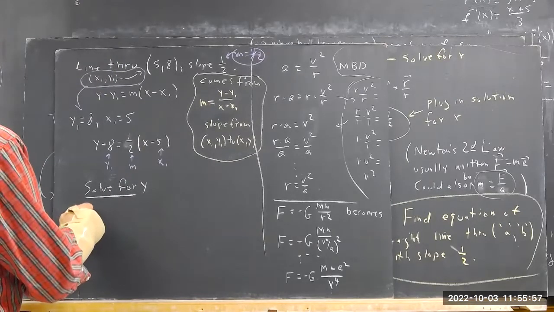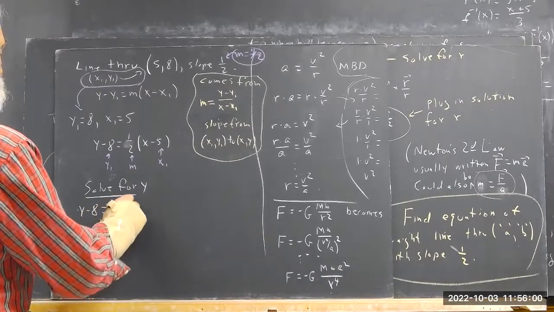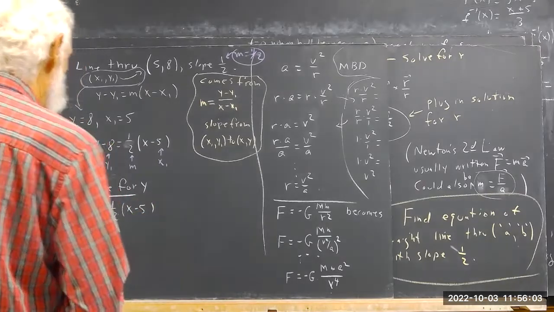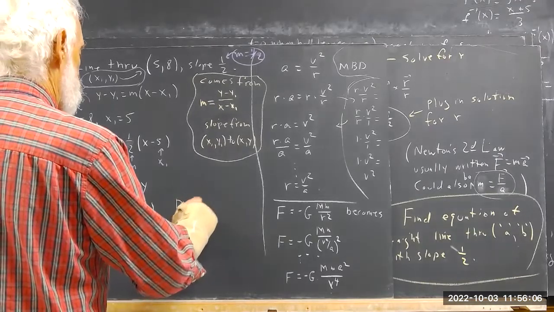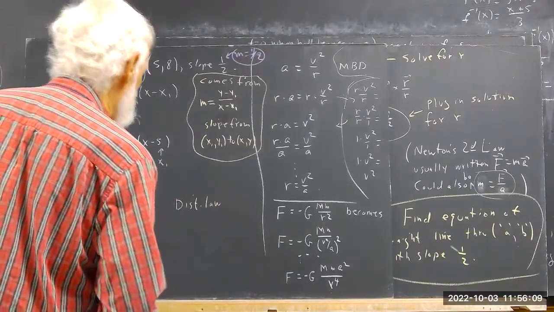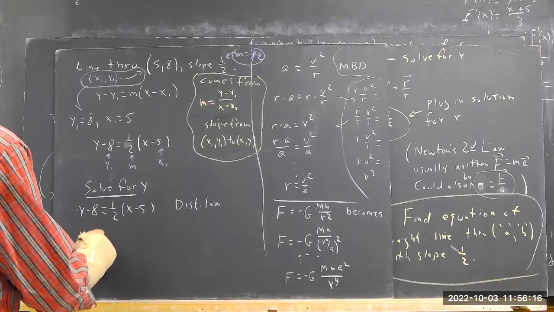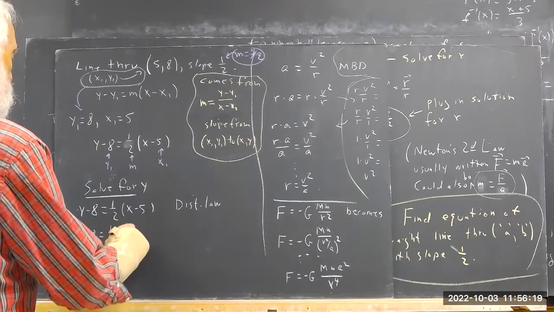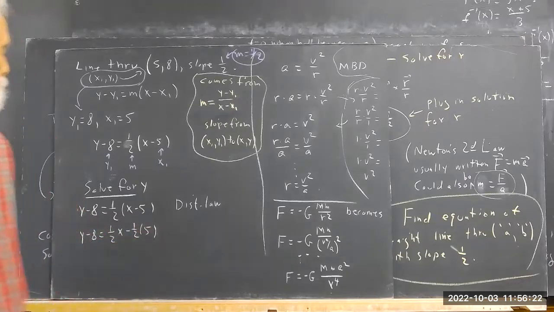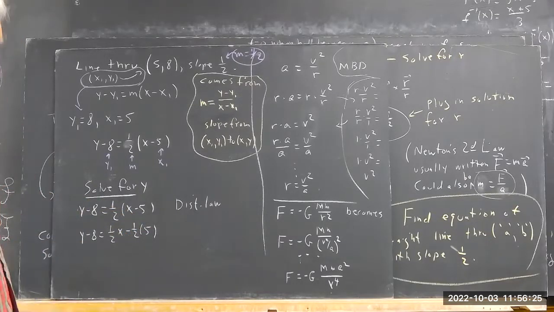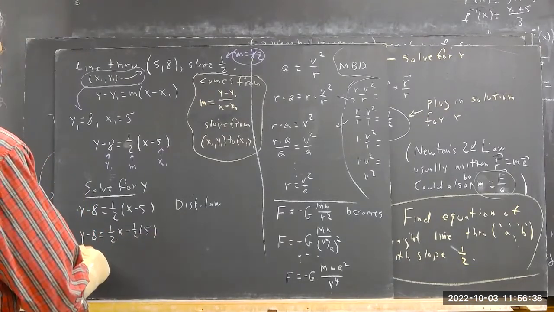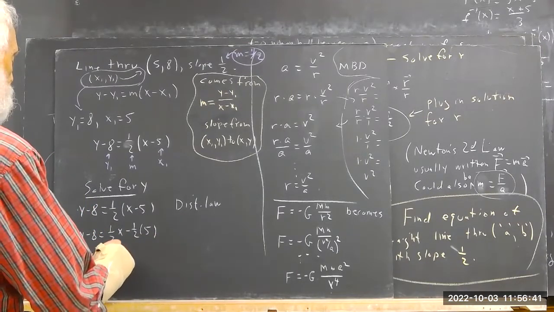Okay, so we got y minus 8 equals 1/2 times x minus 5. There's the distributive law. You have to multiply by that 1/2: one half times x minus 1/2 times 5. I really want to see you do that because you want to keep reinforcing this, because you're going to be doing it with simpler stuff like we just solved. You don't want to leave anything out because it's really easy to write something down wrong. You see me do it all the time.